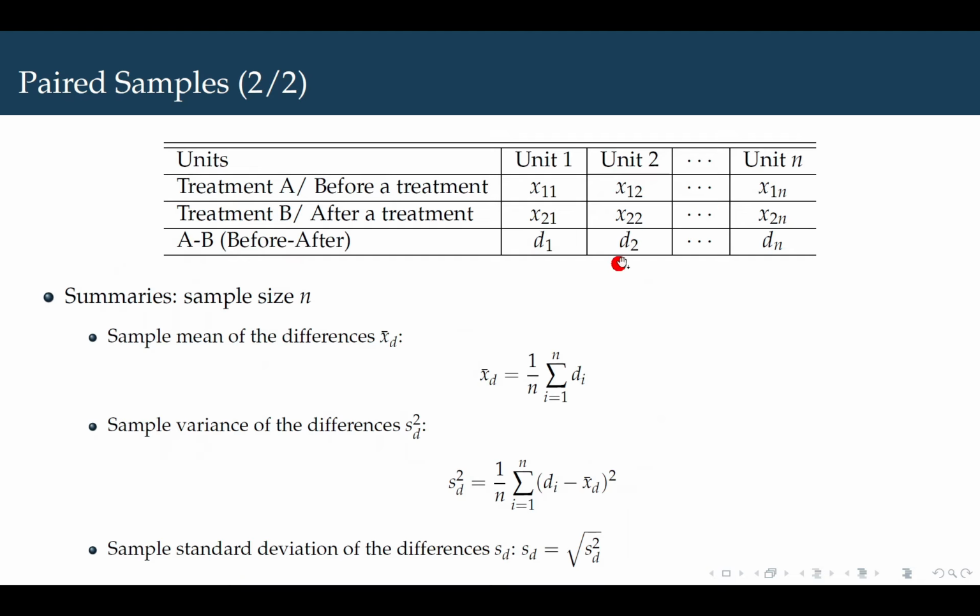These differences d1, d2, dn are calculated from the sample data, but we are interested in testing for the population mean of the differences. The population mean of the differences. So if this population mean of the differences is significantly different from 0, treatment A and treatment B have significantly different effectiveness, and in the case of a particular treatment, that treatment has a significant effect, which could be either an increasing or a decreasing effect.